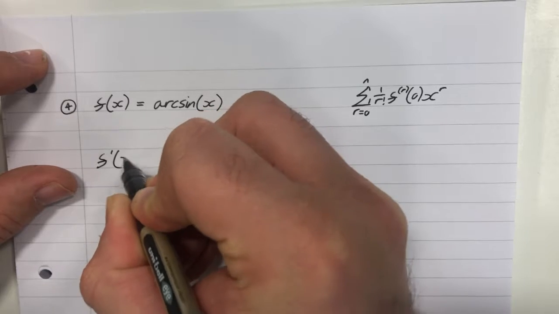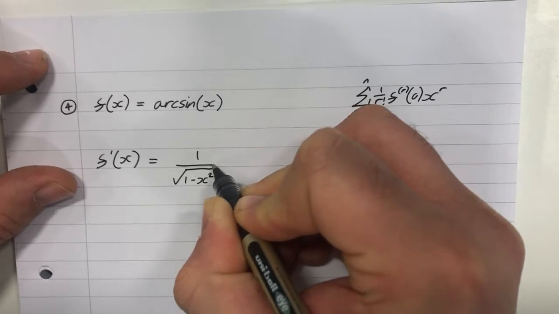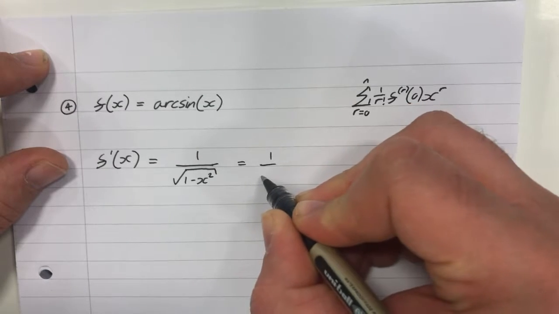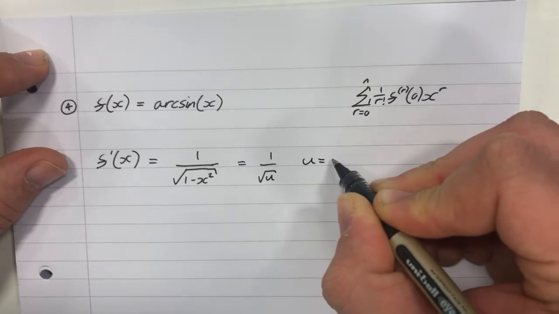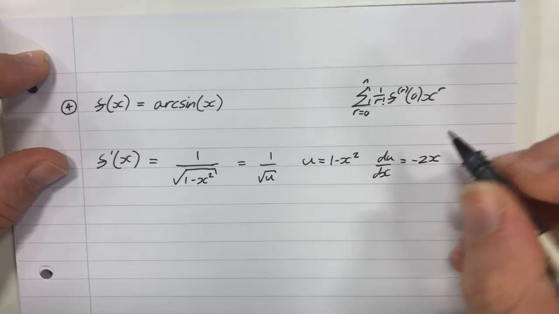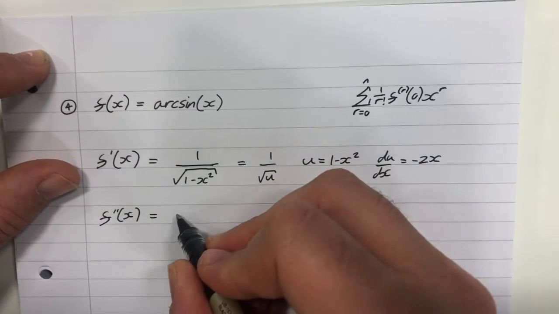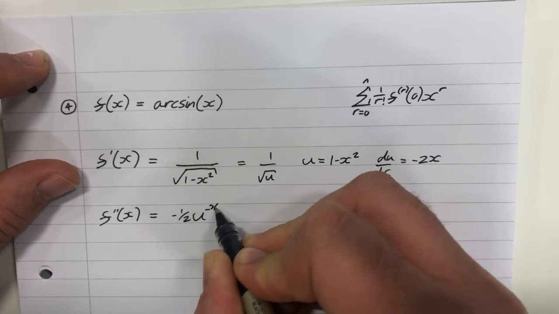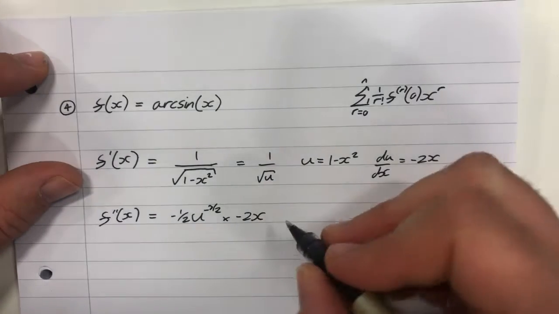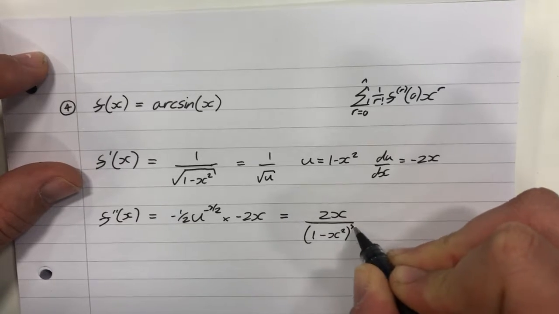So differentiate this, it is equal to 1 over the square root of 1 minus x squared, and then we can differentiate that again. So I'm going to say that's equal to 1 over root u, where u equals 1 minus x squared. So du by dx is minus 2x, and I'll get that f double primed of x is equal to minus a half u to the minus 3/2 times minus 2x. That's using the chain rule. So that gives me 2x divided by 1 minus x squared to the 3 over 2.